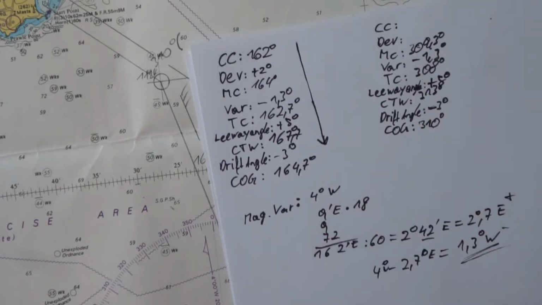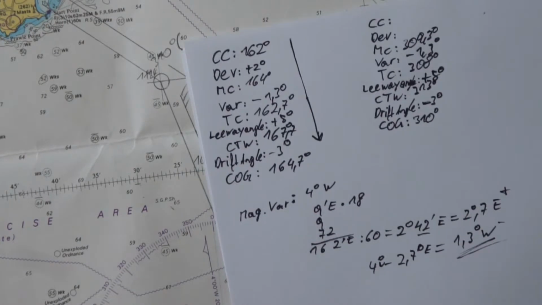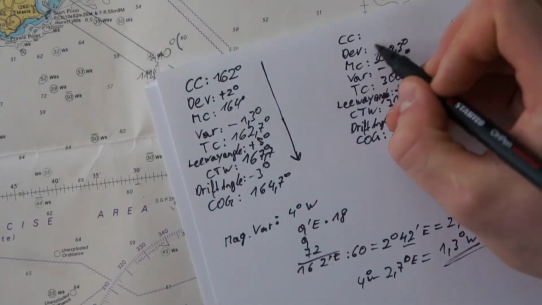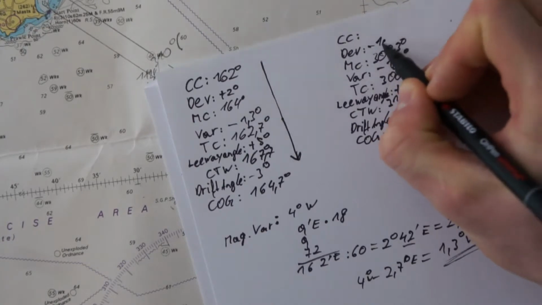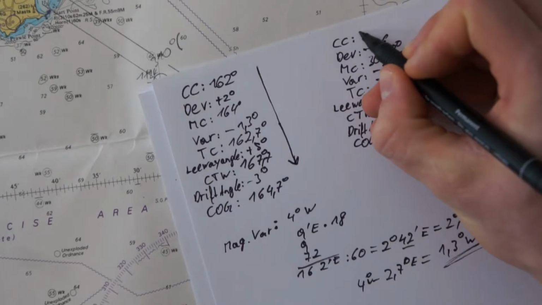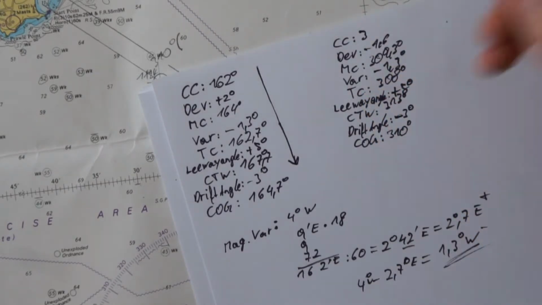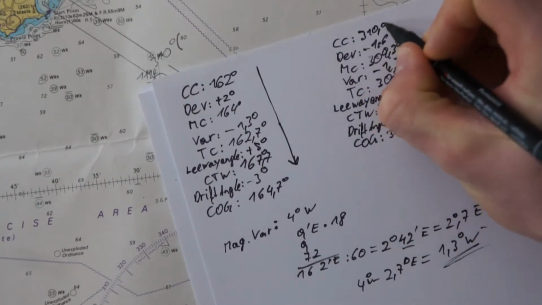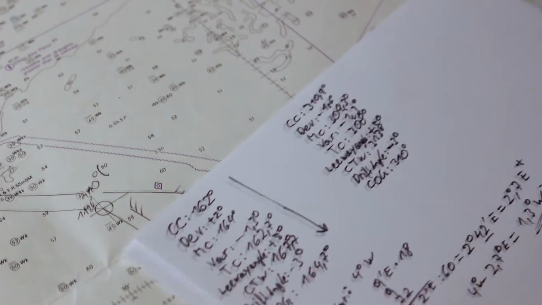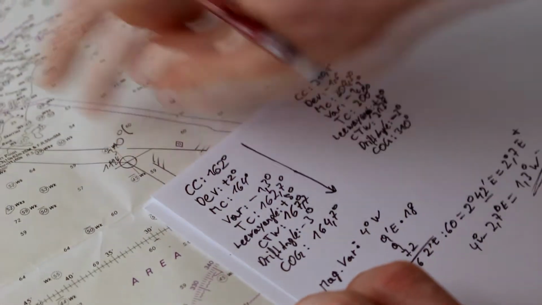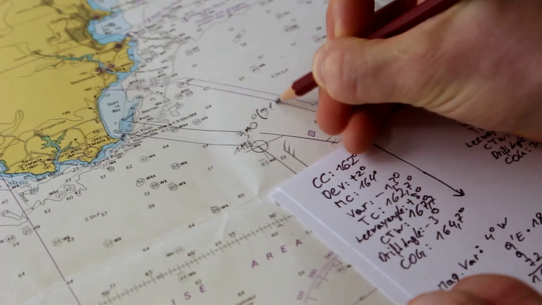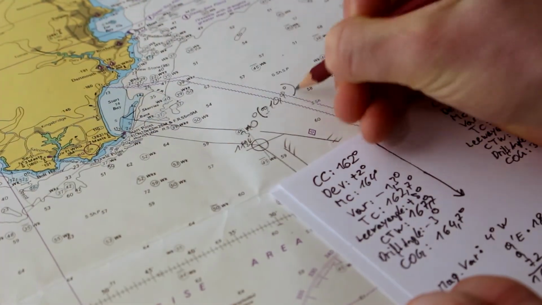Now we take this 309.3, go to our deviation table, find out what's the deviation. I did this, it's minus 1.6. Now we add it again and we have a compass course of 310.9 degrees. That's the course we have to steer on our magnetic compass to get to the start point bay, and that's what we also had here on the chart.